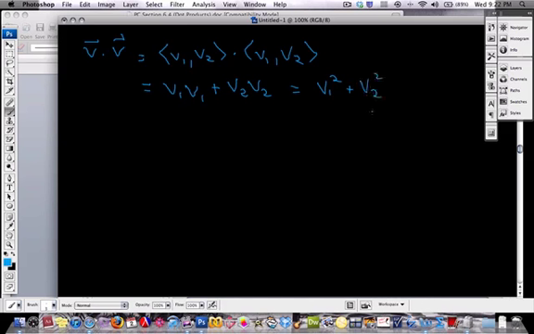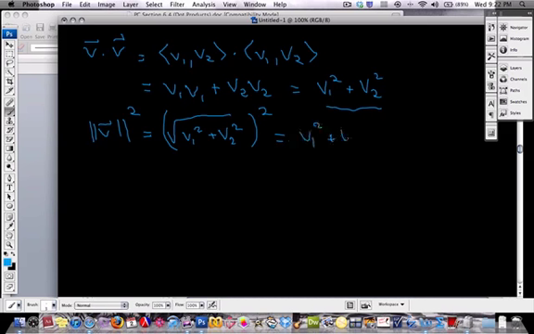Okay, that's the dot product of a vector with itself. And if you remember what the magnitude of a vector is, the magnitude of a vector is the square root of v1 squared plus v2 squared. This is what we looked at in the 6.3 notes. Well, if we take that and square it, that'll just be v1 squared plus v2 squared.